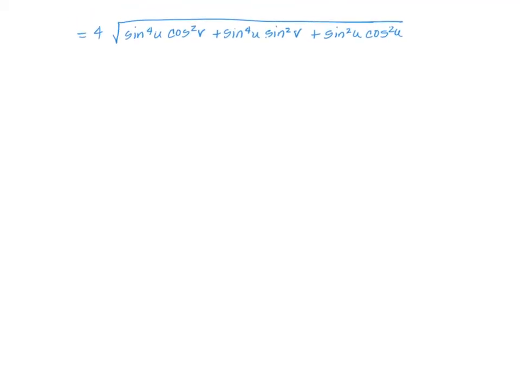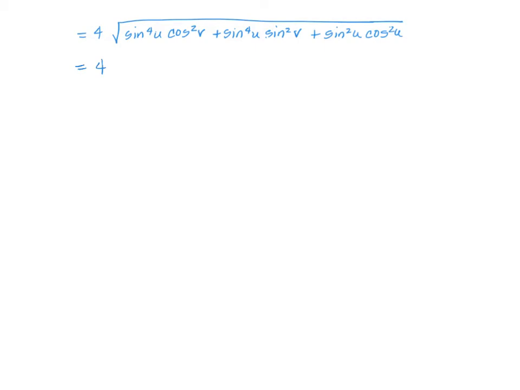I have the 4 out. Let's see, I have sine to the 4th u cosine squared v plus sine to the 4th u sine squared v, sorry. And then plus sine squared u cosine squared u. Okay.